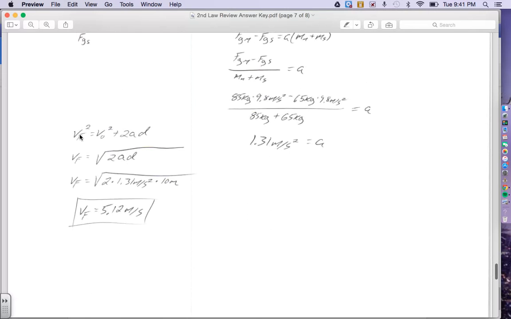So now I'm going to use this equation, because time is the thing that we don't have and don't care about, which is vf squared equals v naught squared plus 2ad. V naught is 0, so it just cancels out, leaving me with vf equals the square root of 2ad. Plugging in my numbers, 2 times 1.31 meters per second squared, times d, which is 10 meters. I do the square root of that, and I get his speed when he hits the ground is 5.12 meters per second.